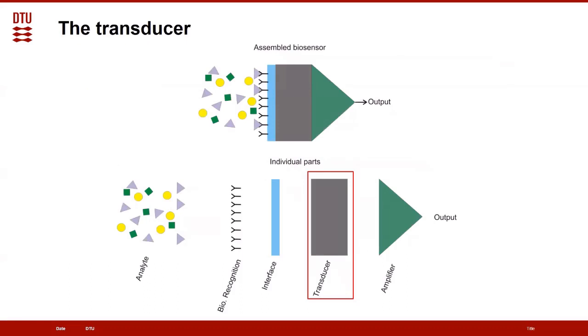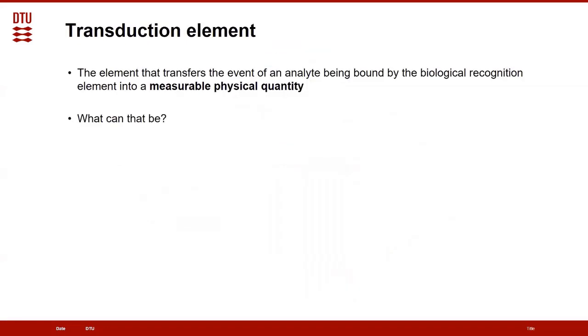When you have made the biorecognition layer on the surface, then you have to look at what kind of transducer you want to use. And the transducers are the actual sensing element of your biosensor. So you have made the surface of this transducer now organic by using surface chemistry, and then you want to do the actual measurements. So the transducing element transfers the event of an analyte being bound on the surface by the biorecognition element into a measurable physical quantity. And what can that be?